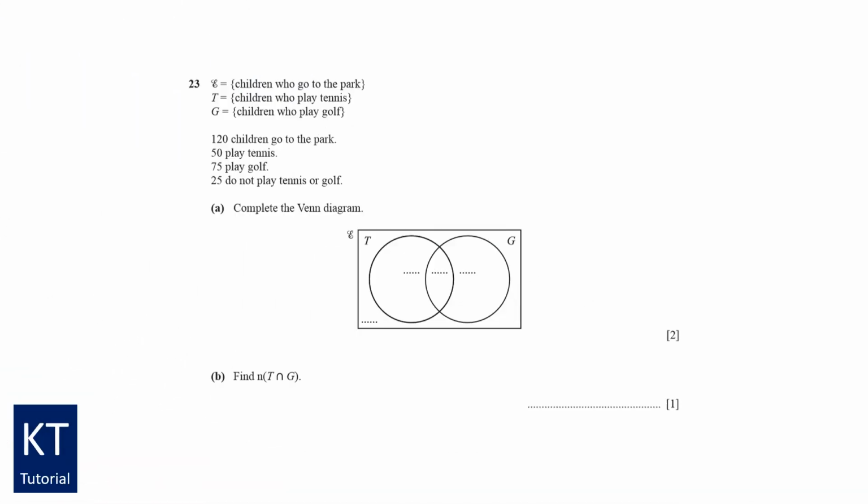Question 23, where E is equal to children who go to the park, T being children who play tennis, and G being children who play golf. There are 120 children going to the park, with 50 playing tennis, 75 playing golf, and 25 that do not play tennis or golf. Complete the Venn diagram.